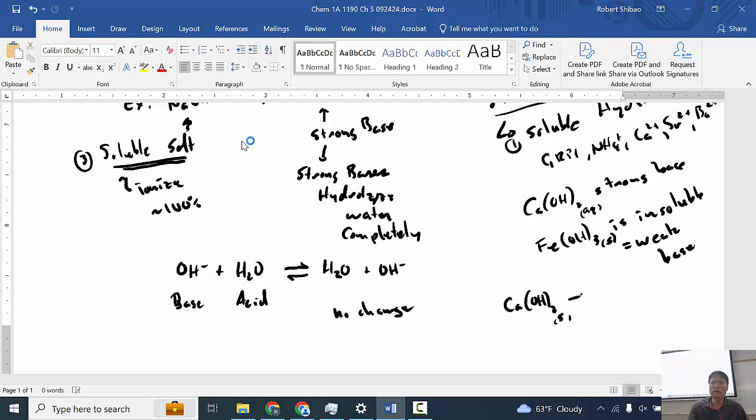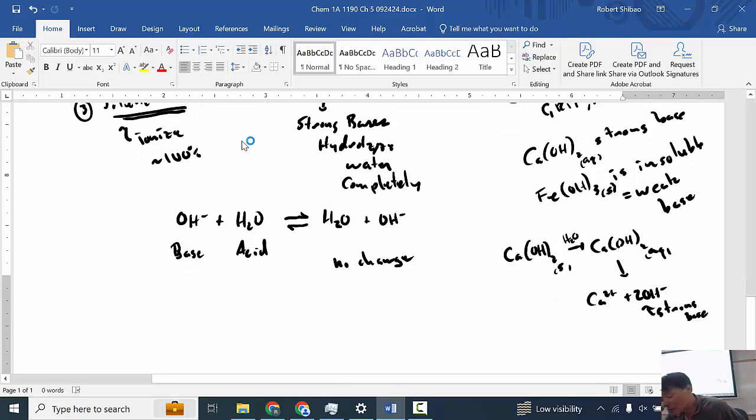So if I have calcium hydroxide, which is soluble, it's going to form calcium hydroxide aqueous when you dissolve it in water. Now the calcium hydroxide aqueous will split up into calcium ions and 2 hydroxide ions. And the 2 hydroxide ions, this is what we consider strong base. So we have a lot of hydroxide in solution, where something like iron 3 hydroxide is not very soluble. So for something like iron 3 hydroxide, we aren't going to get very much hydroxide in solution, because not much of it dissolves.